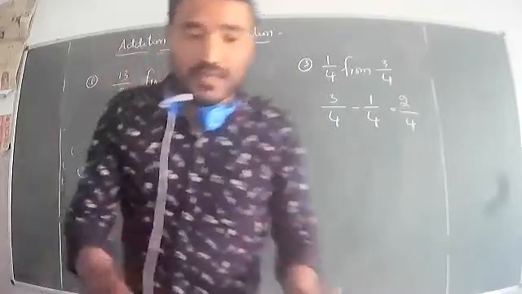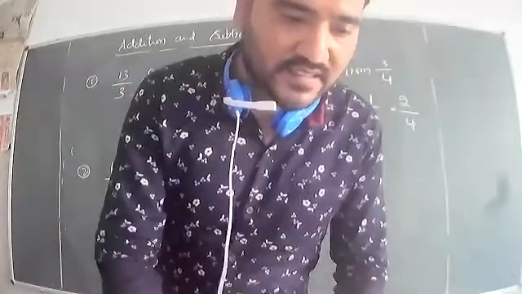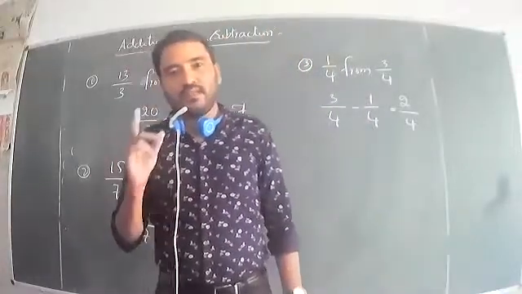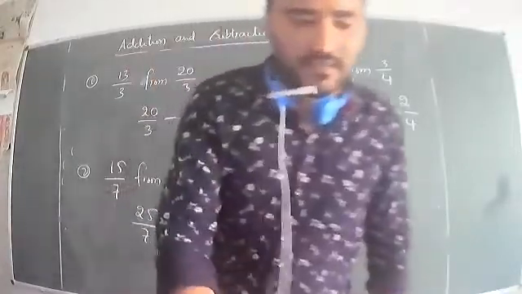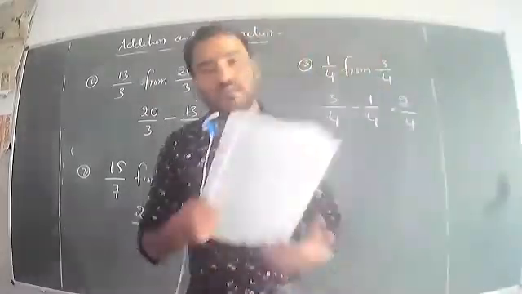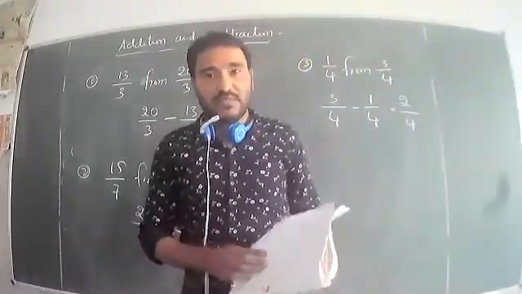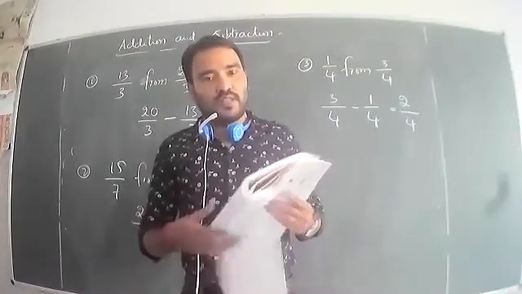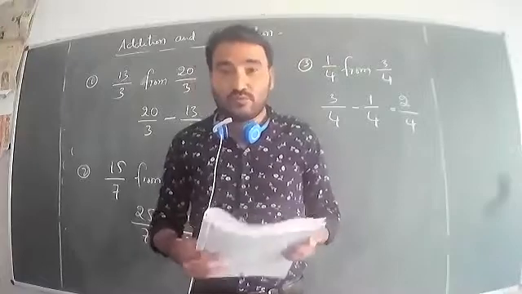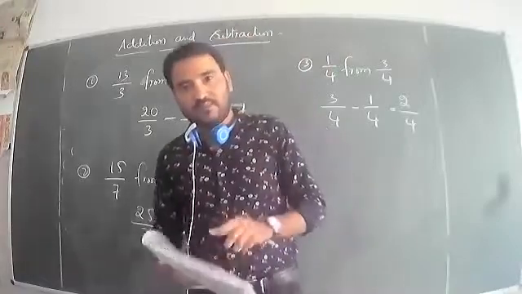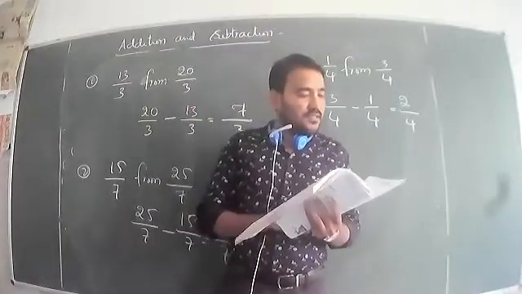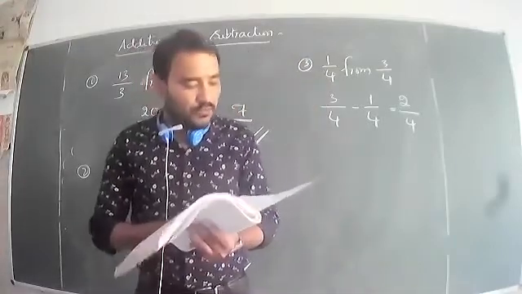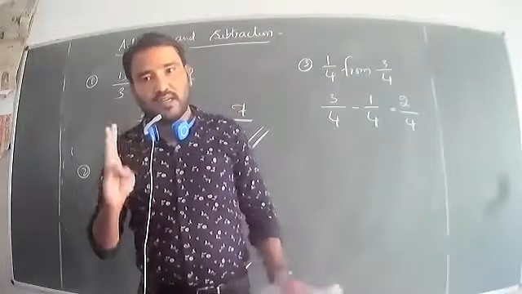So your homework is exercise 6F and 6G. All the problems are very easy. Addition, subtraction, very easy. Solve exercise 6F in the textbook and write one time in the HW. Then exercise 6G, first and second sums write in textbook, third and fourth sums write in HW.